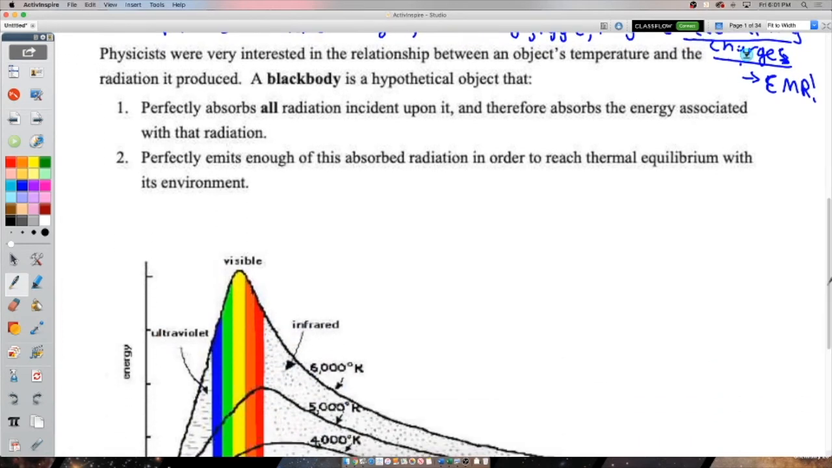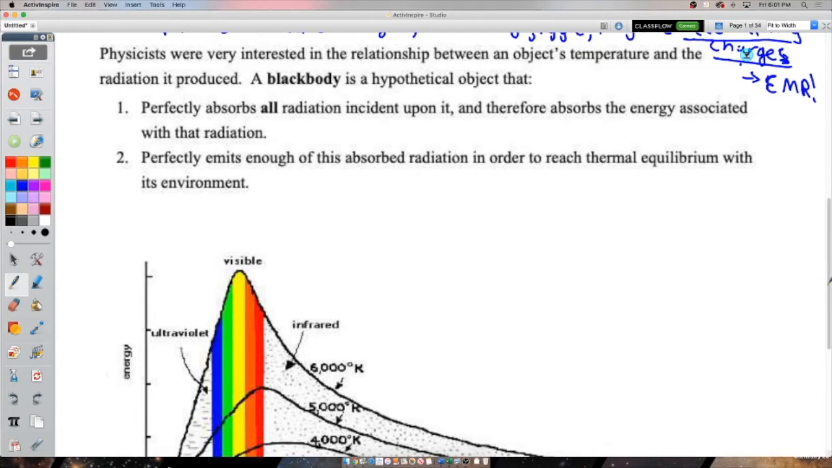All right, so physicists were really interested in this relationship between the object's temperature and the radiation it produced. So they came up with this hypothetical object, which doesn't really exist, but we can approximate a lot of objects as these things, and it's called a black body. So a black body perfectly absorbs all radiation incident upon it, because black things absorb all light, right? White things reflect all light, black things absorb all light. Black bodies are even better than that. They absorb all types of EMR, from gamma rays up to radio waves. They perfectly absorb it all.